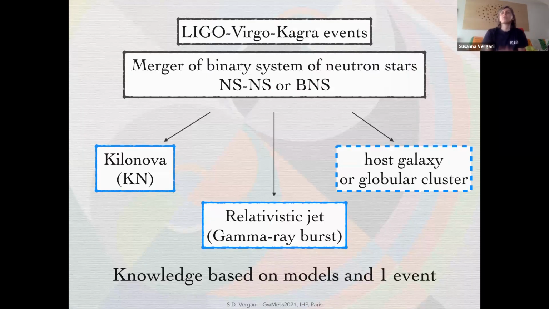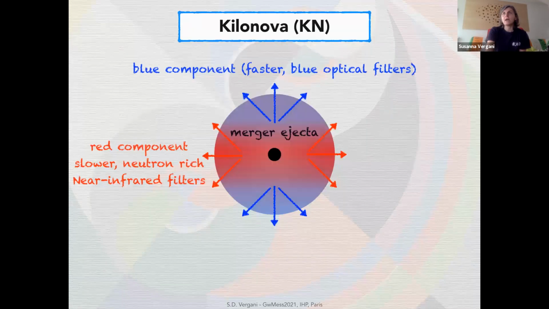Before starting to go through this quest, I must say that what I will show is based only on the knowledge we have from models, so a theoretical knowledge, and on observations based mostly on one event, okay? That is, of course, the GW170817 event, for which we have a fantastic campaign that allows us to go through all three processes: detection, identification, and an excellent characterization as well, okay? So let's start from the kilonova.